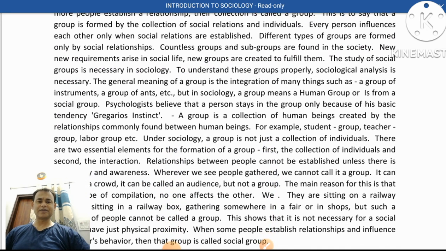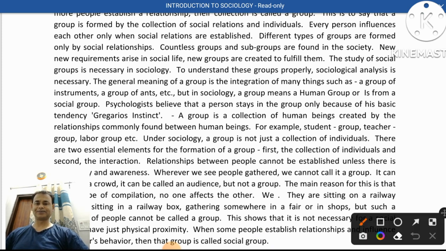Countless groups and subgroups are found in society. New requirements arise in social life, and new groups are created to fulfill them. The study of social groups is necessary in sociology. To understand this group properly, sociological analysis is necessary.